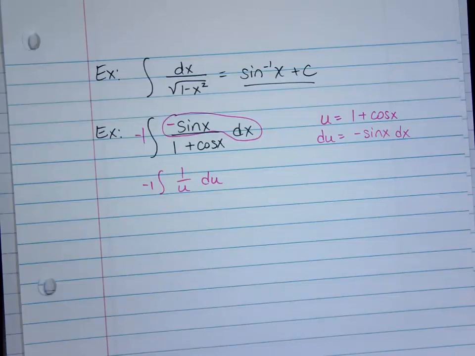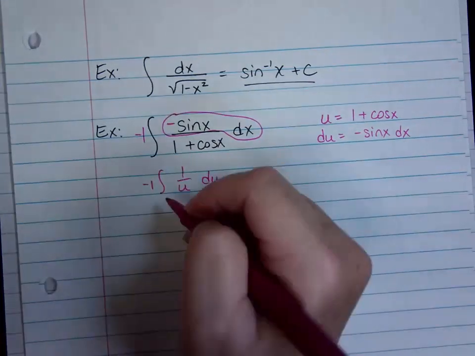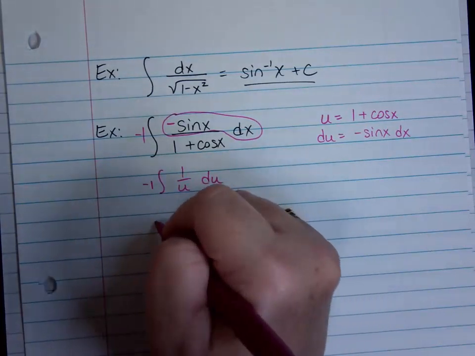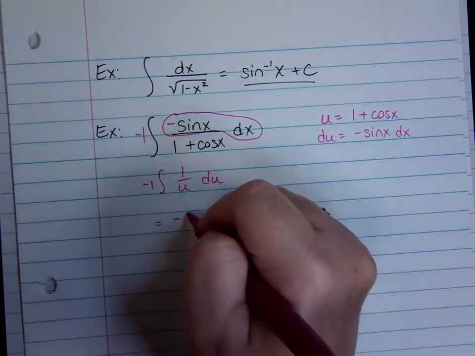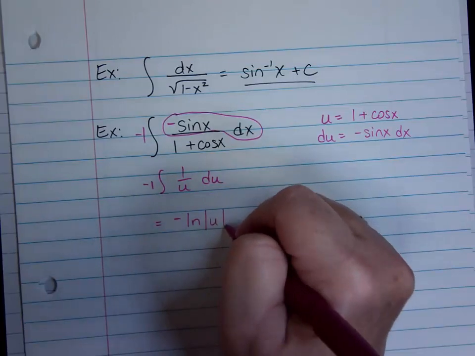So am I supposed to bring that u up and make it a negative? No, not this time. What is that? That is ln. Very good. So this is going to be negative ln absolute value of u plus c.